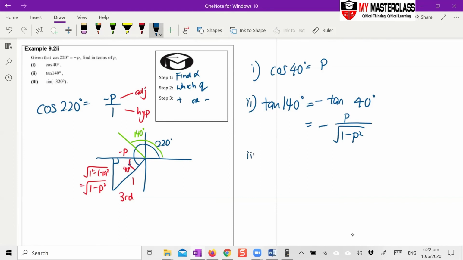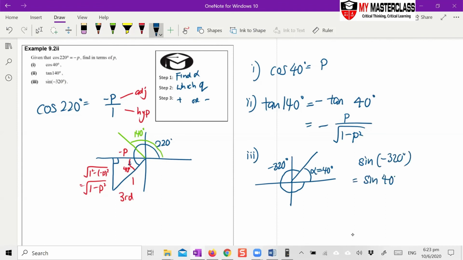Number 3 is a little bit hard. Sine of negative 320. You can always draw this, no problem. In your exam paper, you can also draw this. It's good actually. When you do the negative angle, we start calculating in the clockwise direction. This is 270, this is 320. So this guy is called negative 320. What is the alpha of 320? 40. Sine of negative 320 degree is the same as, very good, sine of 40 degree, and it is in the first quadrant. Okay, so opposite, which is square root 1 minus p squared.